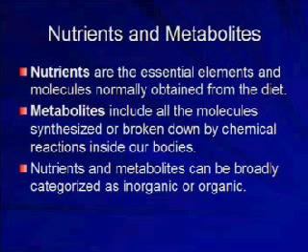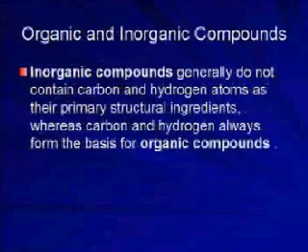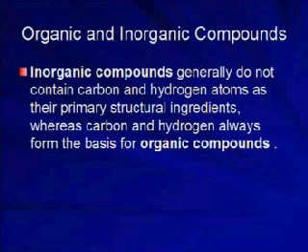Nutrients and metabolites. Nutrients are essential elements or molecules normally obtained from the diet. Metabolites include all those molecules synthesized or broken down by chemical reactions inside our body. Nutrients and metabolites can be broadly categorized as inorganic or organic. Organic and inorganic compounds. Inorganic compounds generally do not contain carbon and hydrogen atoms as their primary structural ingredient, whereas carbon and hydrogen always form the basis of organic compounds.